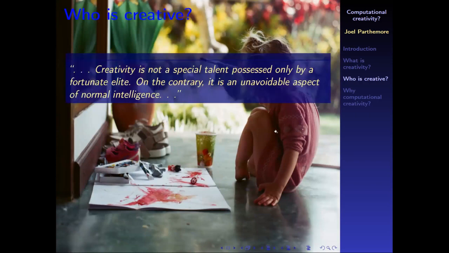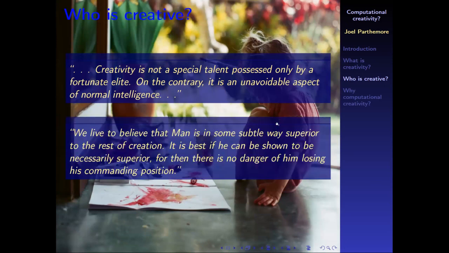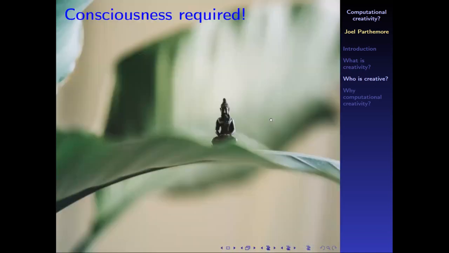I want to start though with two quotes. This one from Maggie again: "Creativity is not a special talent possessed only of a fortunate elite. On the contrary, it is an unavoidable aspect of normal intelligence." And I think that's absolutely key to how I understand intelligence as well. And this quote from Alan Turing: "We like to believe that man is in some subtle way superior to the rest of creation. It is best if he can be shown to be necessarily superior, for then there is no danger of him losing his commanding position."